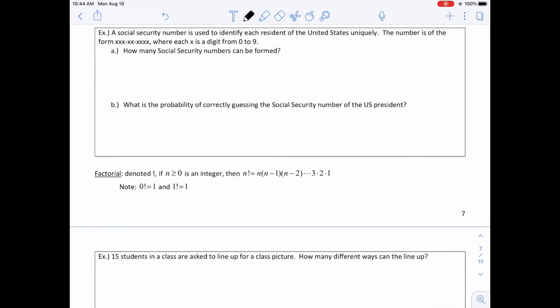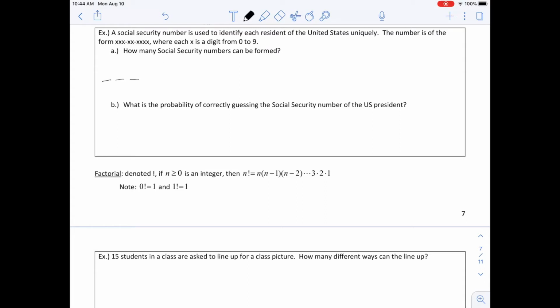The next example that we have says a social security number is used to identify each resident of the United States uniquely. The number is of the form XXX-XX-XXXX, 3 digits, dash, 2 digits, dash, 4 digits, where each X is a digit from 0 to 9. How many social security numbers can be formed?